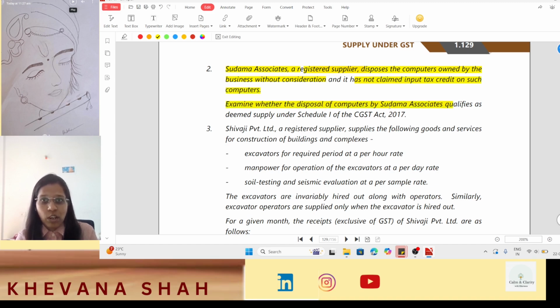Examine whether disposal of computers by Sudama Associates qualifies as deemed supply under Schedule 1. So what was the condition for deemed supply under Schedule 1? That there should be disposal or permanent removal of your business assets. So there is a disposal and the assets were business assets, that is computers. But there was a condition that ITC has been claimed and then only it will be considered as supply. But here in the given question, it is said that ITC has not been claimed. So this will not constitute a supply. Let's check.